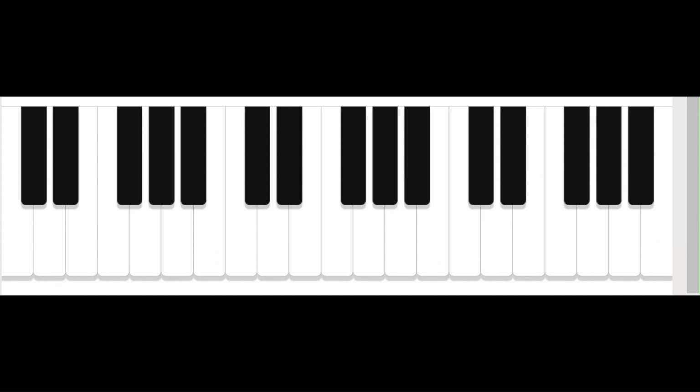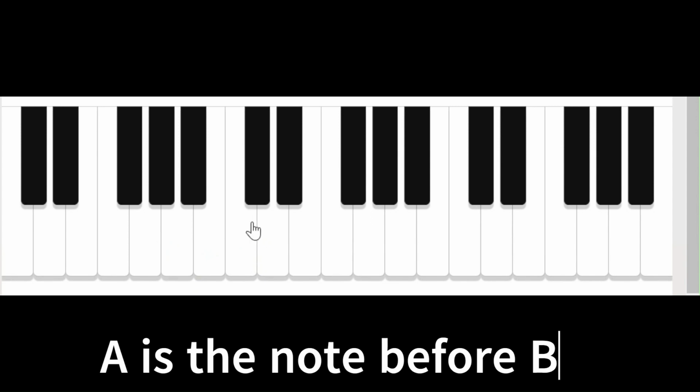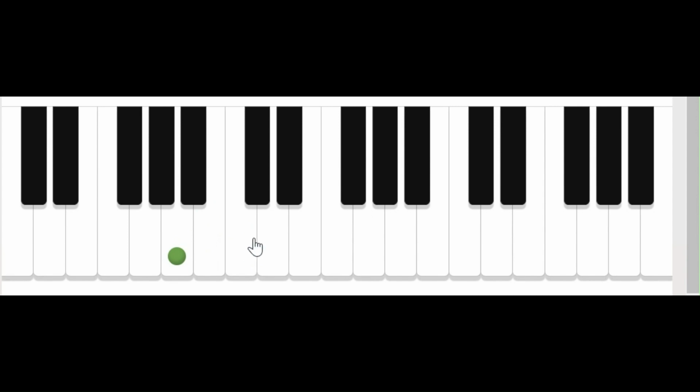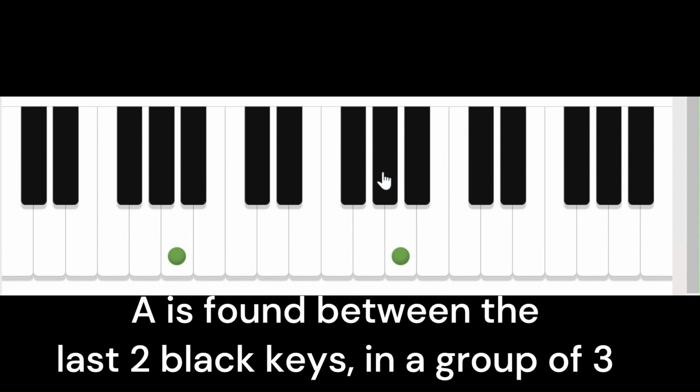Should I need to find A, you could check from C. You could go back: B, A. Or you could check from C and go to the right: C, D, E, F, G, A. If you look at a group of three black keys, A is the one that is in between the last two of the group of three black keys. Here and here.